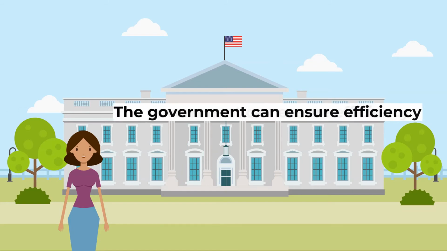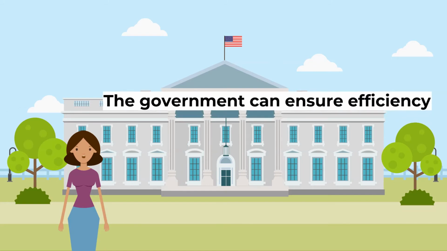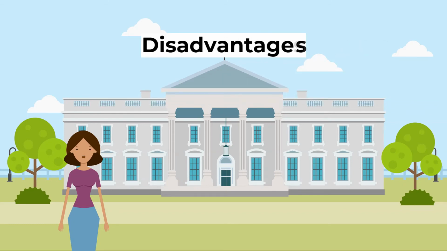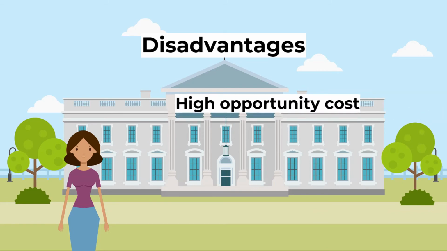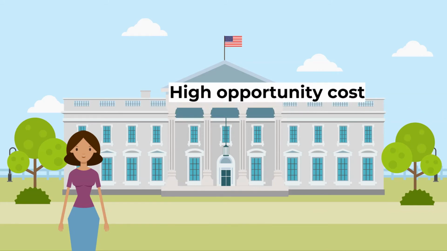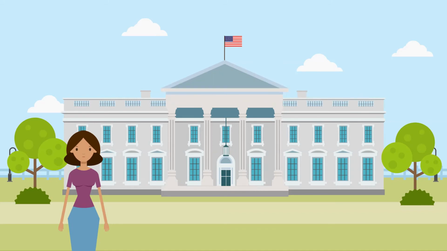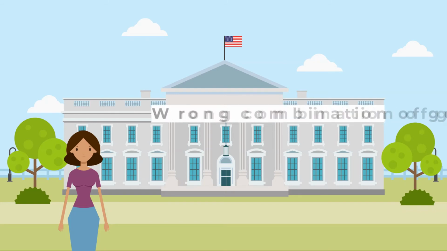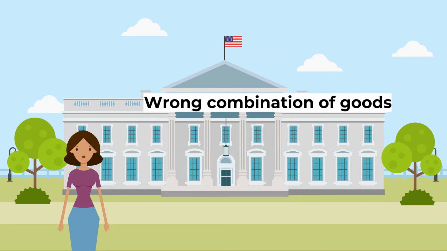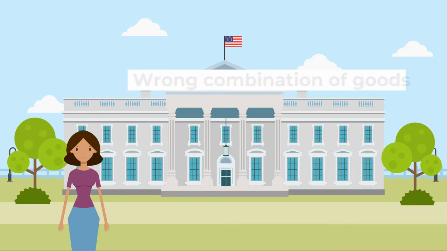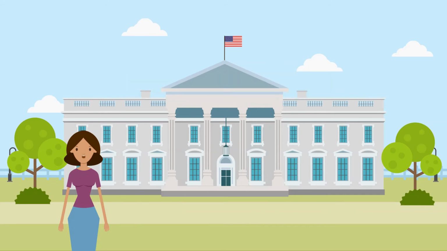4. By using competitive tenders, looked at in Unit 3, the government can ensure efficiency. Now, the disadvantages. 1. This is expensive and represents a high opportunity cost for the government. Administration costs are a problem. 2. Since the market is not involved, the government may produce the wrong combination of goods as consumers cannot indicate their preferences. For example, there may be too many soldiers and too few hospital beds.